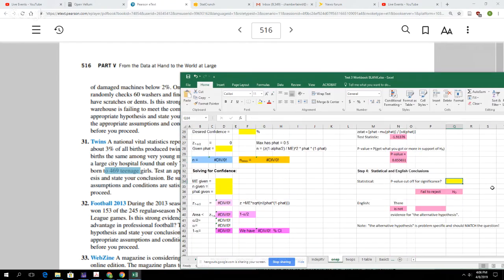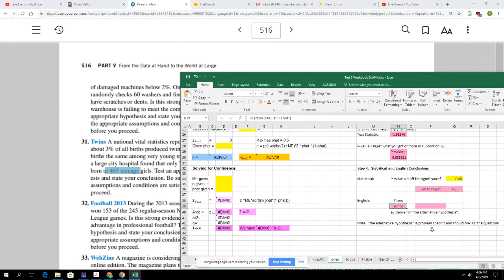Okay, let's check this out, right? So let's start testing. What if I wanted 10% significance? In that case, this would be enough evidence to reject H naught. There's weak evidence for the alternative hypothesis. What if I put 5% here? Oh, we failed to reject H naught. There is not evidence for the alternative hypothesis.